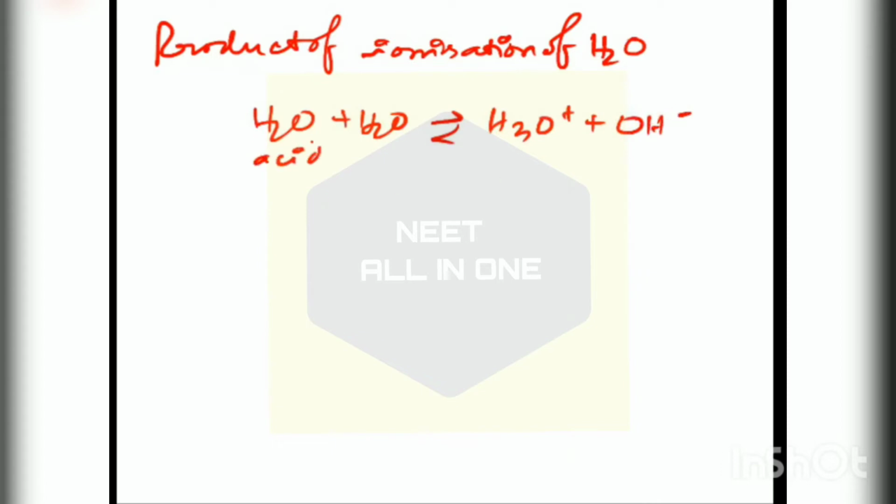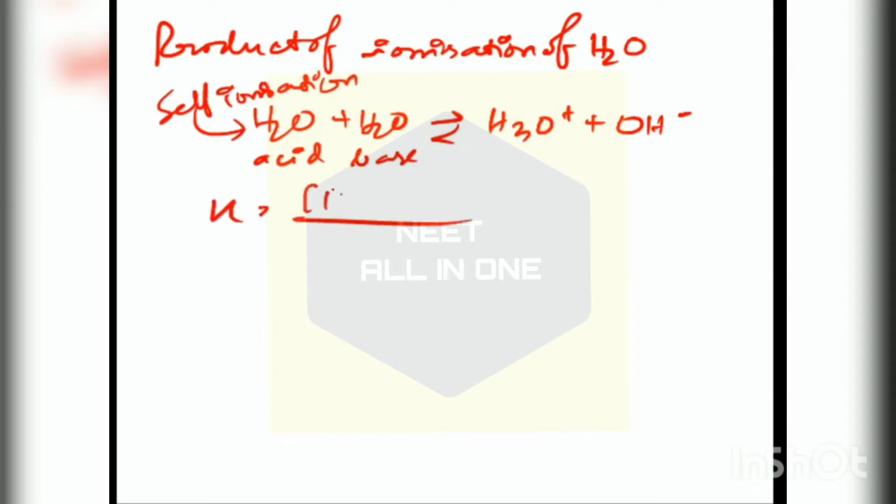let us suppose this is acid, this is base, because it is self ionization. So in H2O, one H2O we are assuming is acid, and one H2O we are assuming as base. So it becomes H3O⁺ plus OH⁻. So if we write the equilibrium constant equation, it becomes like this, with H2O squared in the denominator.